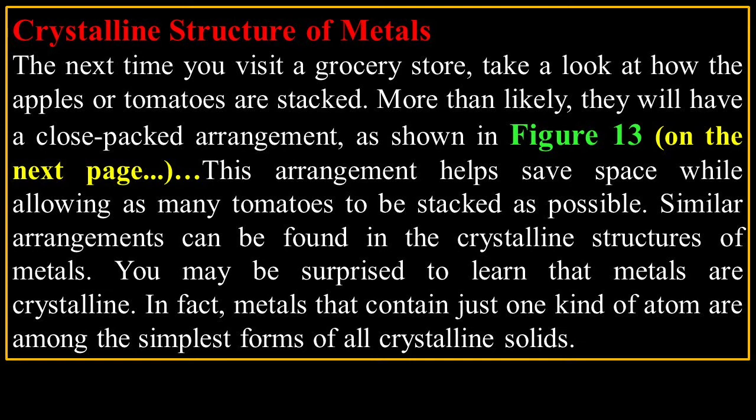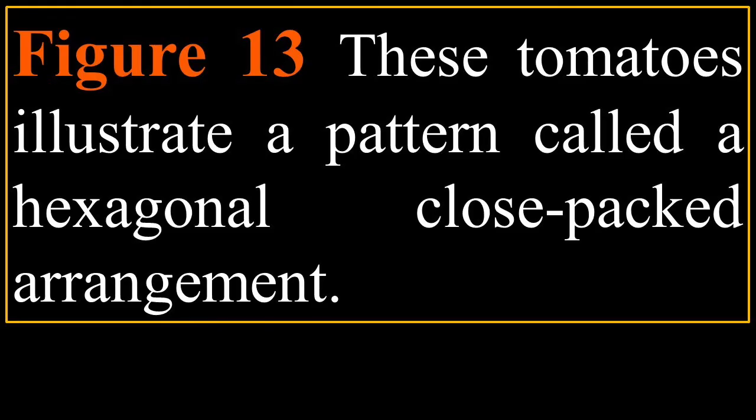When you think of a crystal, you think of something like a diamond or some kind of precious mineral that has a unique, beautiful shape. People don't think of a metal as having that same kind of crystalline structure. Figure 13, these tomatoes illustrate a pattern called hexagonal close-packed arrangement. Many things in nature have this hexagonal close-packed arrangement. It is an efficient way of storing matter, of storing material.